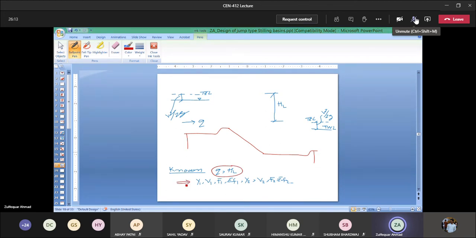Now see here, since your total energy here is this, from this you have to take this EF2. EF2 is coming here. So from here to here, this is EF2. And if you draw this line, it means that the hydraulic jump is forming at this point. This is the location of the hydraulic jump, the hydraulic jump that will form here.